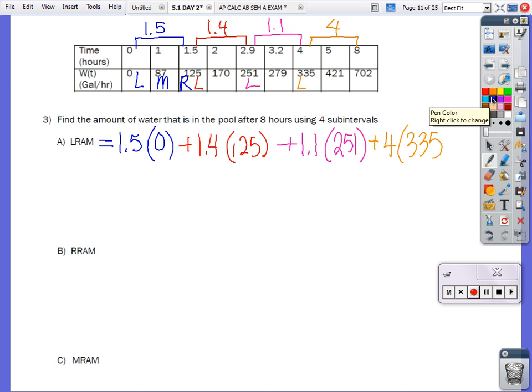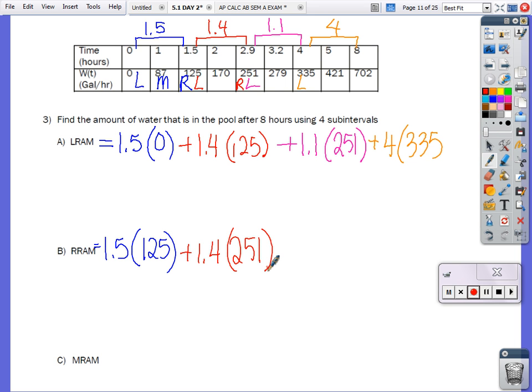All right. So then if I do my RRAM, now you kind of see the pattern. You're doing the same thing whether it's consistent or inconsistent. The difference for inconsistent, you have to do every rectangle by itself. So my width is 1.5. My right rectangle, my red one would be a width of 1.4 with the right side being 251. My pink one would be a width of 1.1 and my right side being 335. And then my orange would be a width of 4 and my right side being 702.